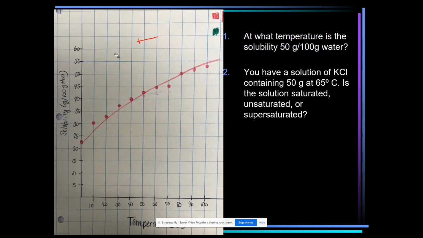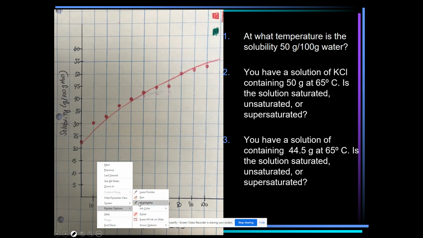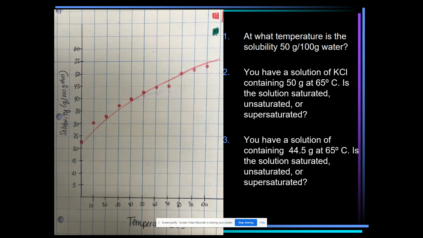All right, so I've got 3 questions for us. It says, at what temperature is the solubility 50 grams in 100 grams of water? Well, this is 100 grams of water, so I want to come up to where it says 50. I'm going to go to where it is on the line. That's this dot right here, and I want the temperature. So I come down here, and it tells me my temperature is 80 degrees Celsius. So the answer for this one is 80 degrees Celsius.